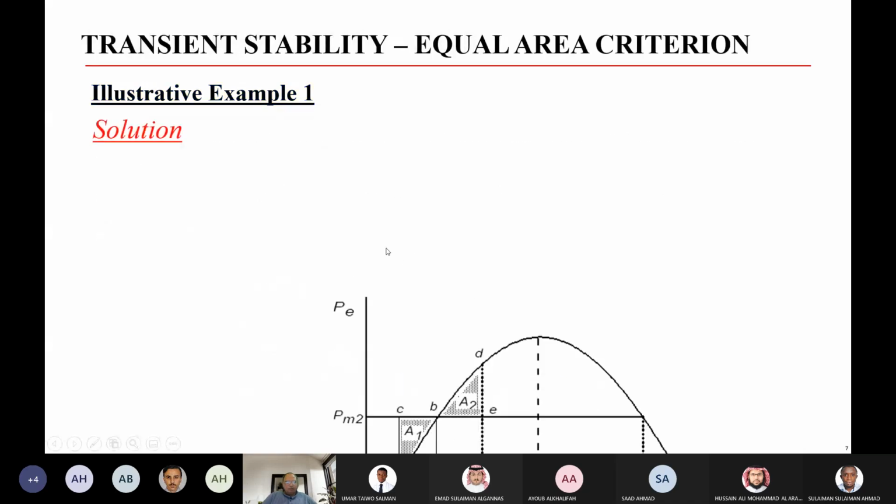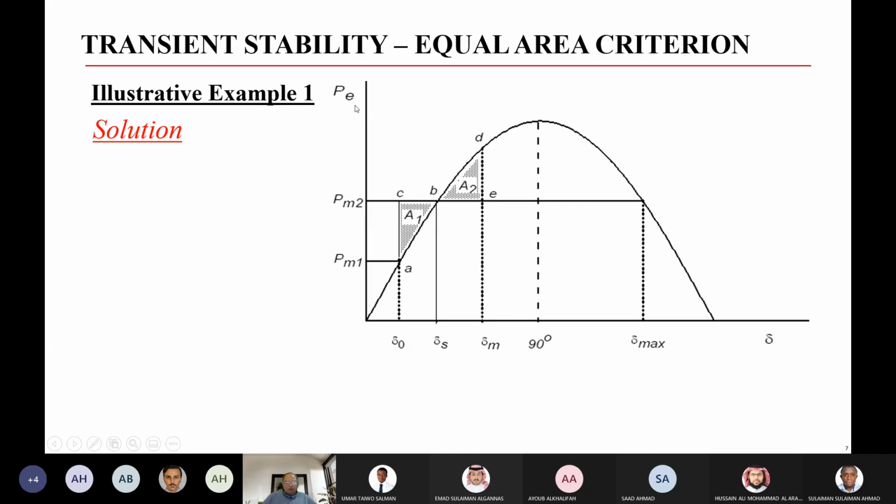Okay. Let us see this example. If we have a step change in mechanical power, find the conditions for stability using the equal area criteria. So this is Pe versus delta, sinusoidal, you have it here. We have at the beginning Pm1, so the system is operating here. And if we increase Pmechanical, so we have Pm2. How will the system respond, and what are the conditions for stability?